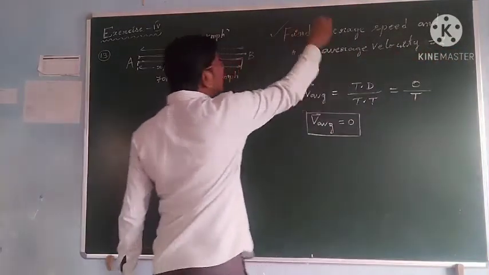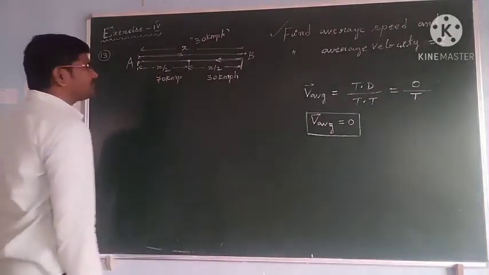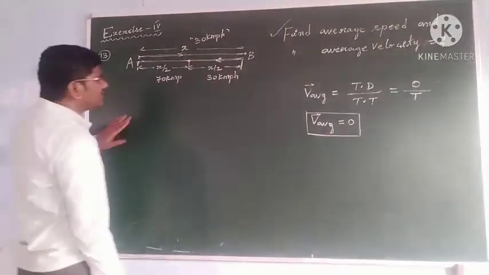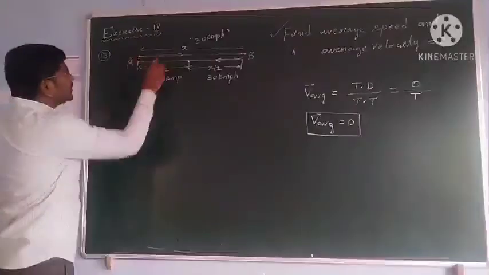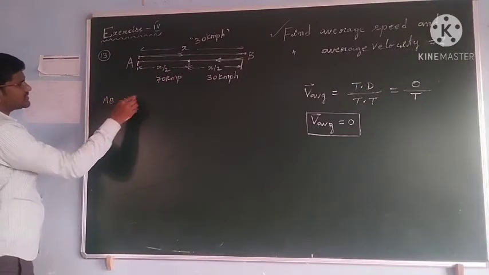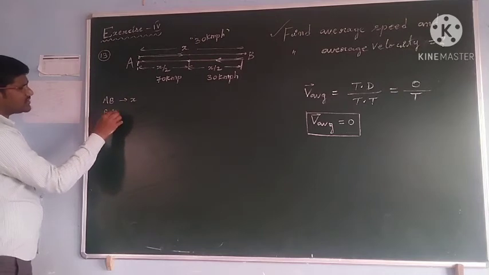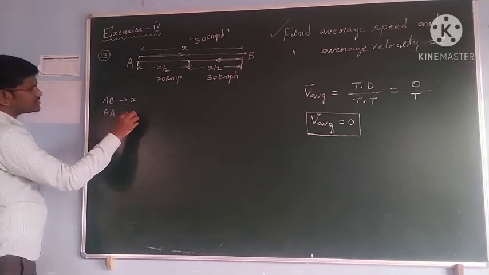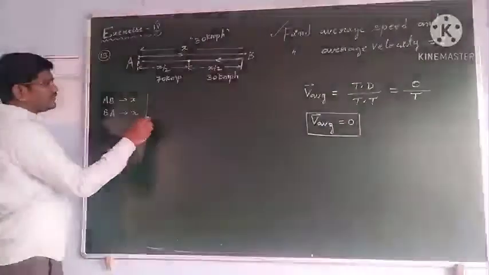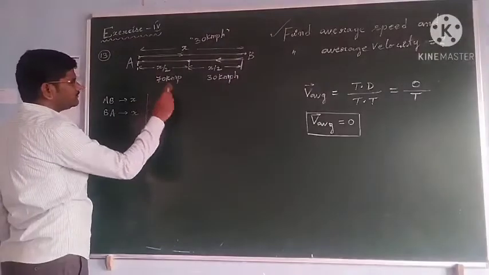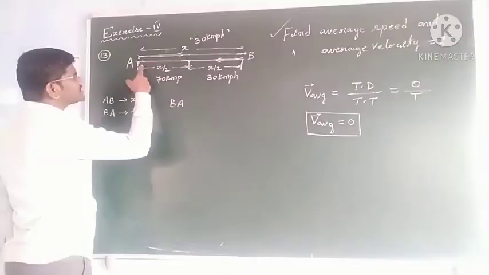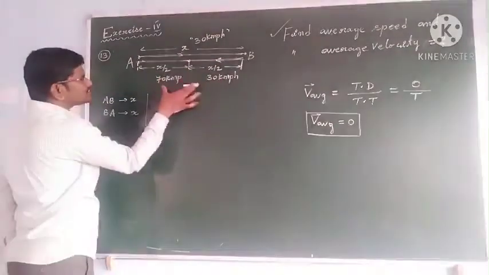Next we have to find average speed. Okay, students, average speed I want. You see, students, A to B distance how much? X. And B to A distance also how much, student? That is also X. So equal distances are covered, but while traveling from B to A, equal distances are covered with different speeds.